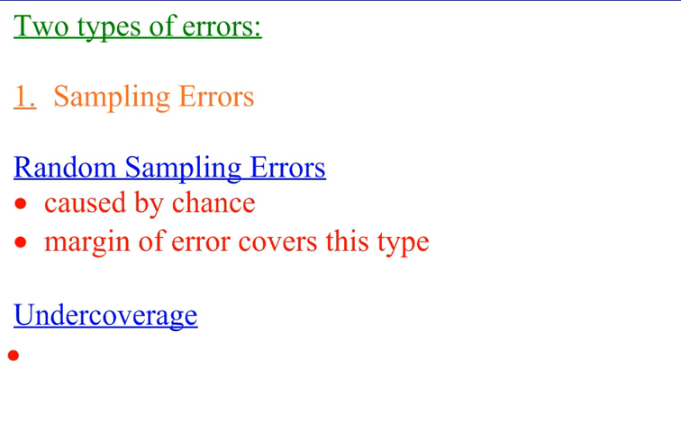So when we calculate the margin of error, which is what we did in our last video, that's taking care of the random sampling errors. That's why we have a margin of error. We know that some errors are going to be caused by chance. It's just going to happen. There's no way we can perfectly sample everyone without doing a census, right? So there's one sampling error.